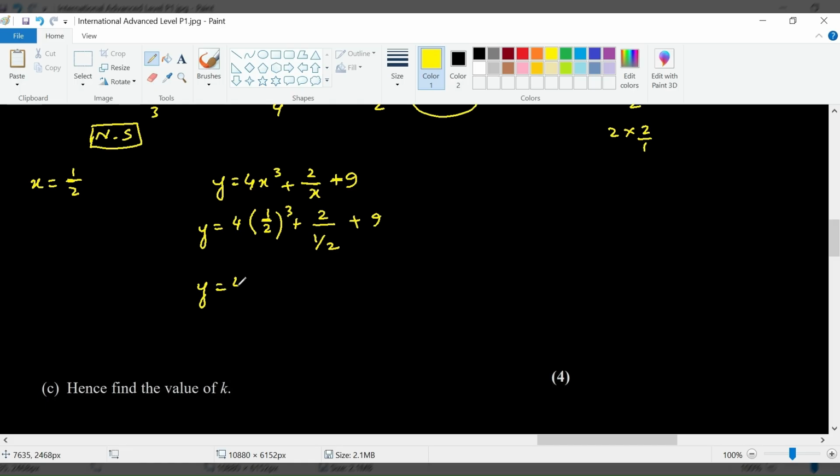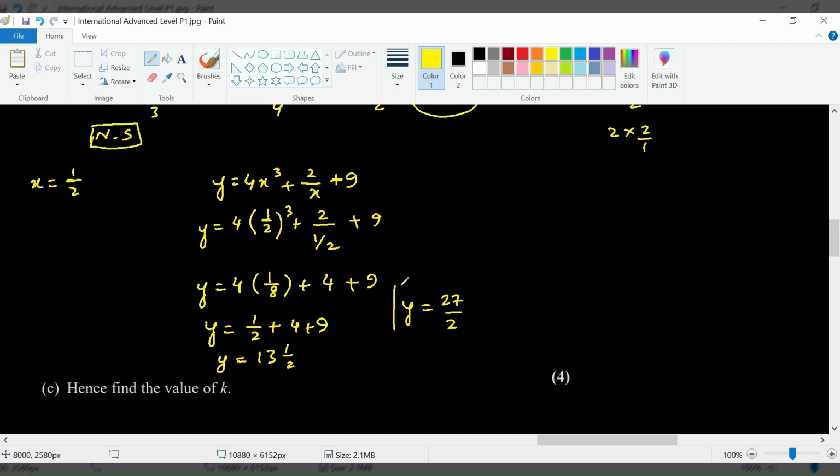Now we are substituting and finding the value. So y is equal to 4 times 1 over 8, plus 2 divided by half, which gives us 4, and plus 9. 4 times 1 over 8 gives us a half. Then 4 plus 9, so y is equal to 13 and a half, which is y equals 27 over 2.